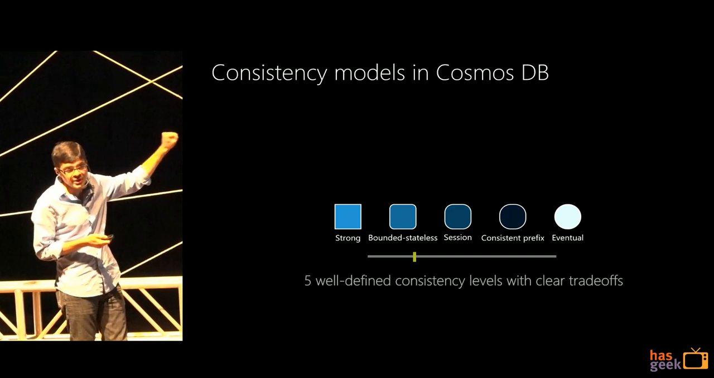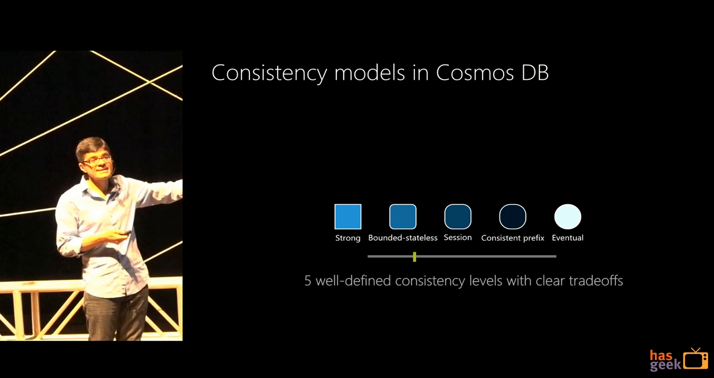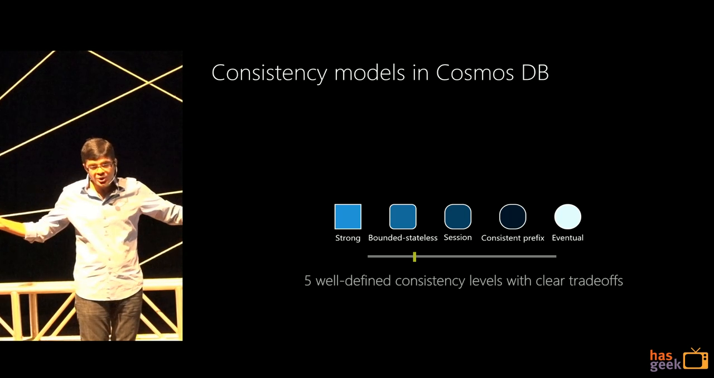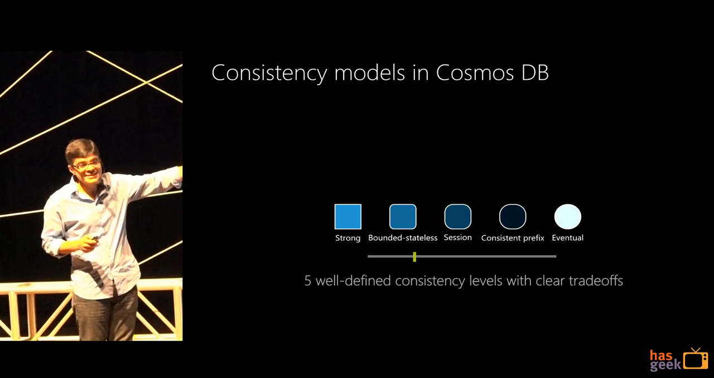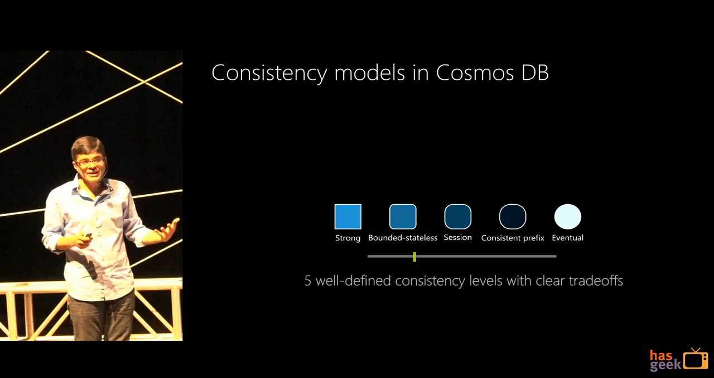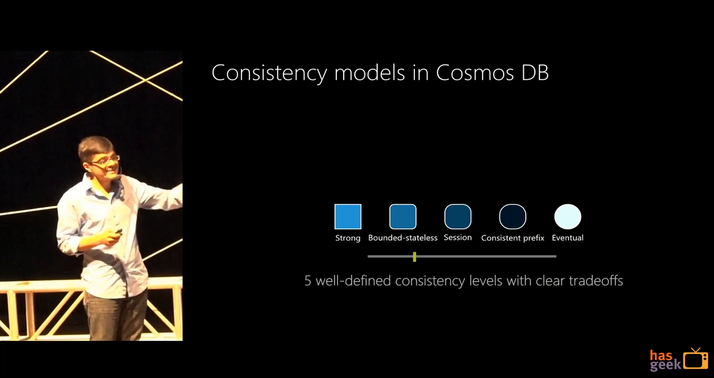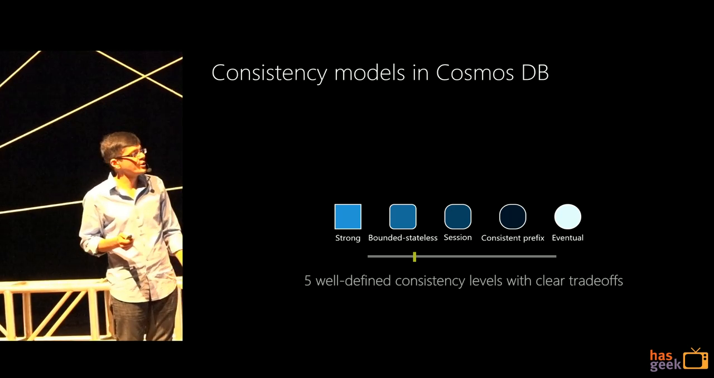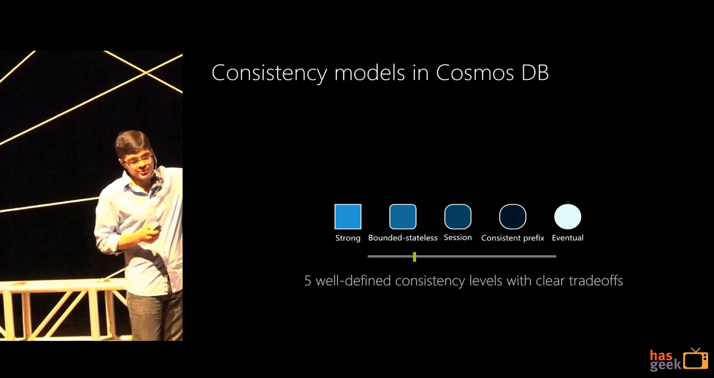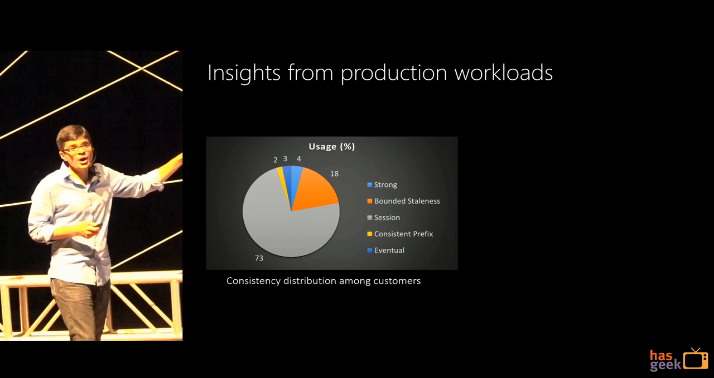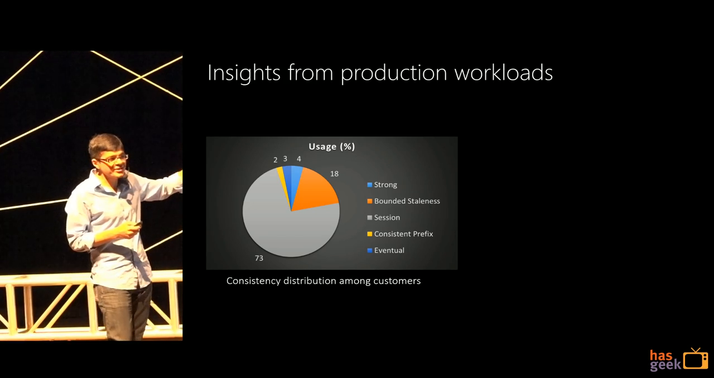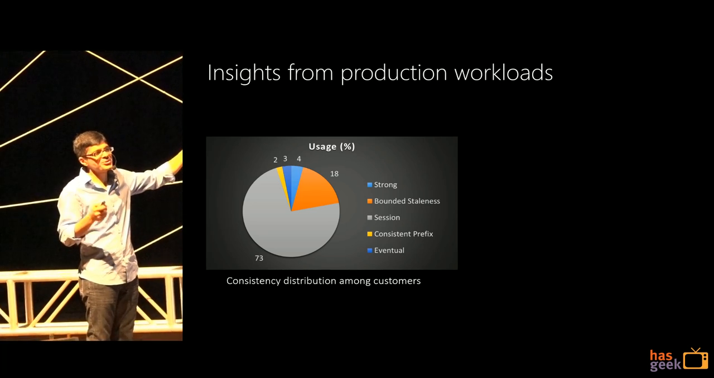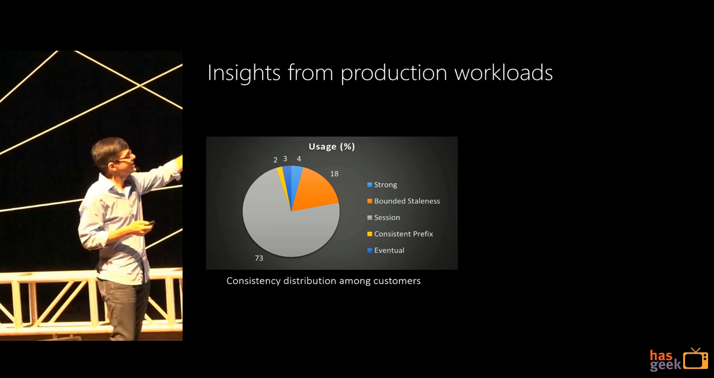So strong gives you linearizable consistency. Bounded staleness says that your reads will lag behind writes by a delta T, but you still get total global order of all your operations. Session says that you get monotonic reads, monotonic writes, read-your-writes guarantees. Consistent prefix says you get prefix order, the version order of the propagation of all your updates, and eventual is eventual. And what we found once we exposed it internally as well as externally is that a vast majority of customers gravitated towards using these intermediate consistency models.